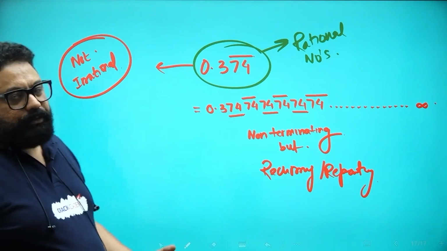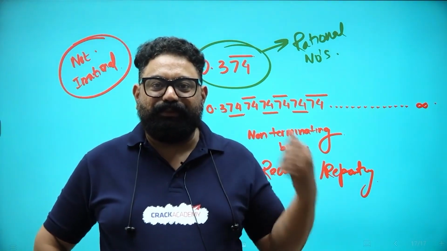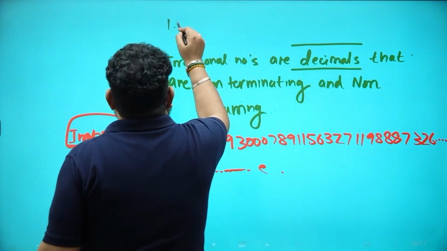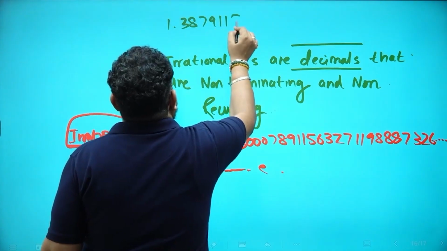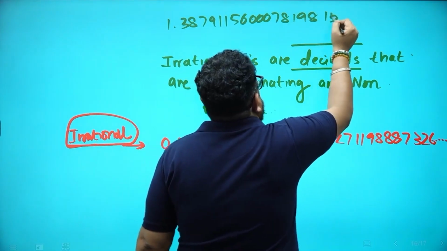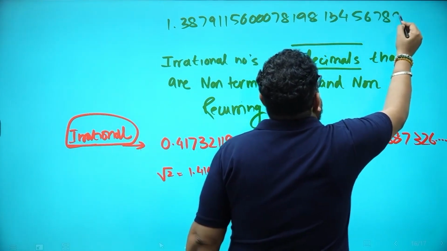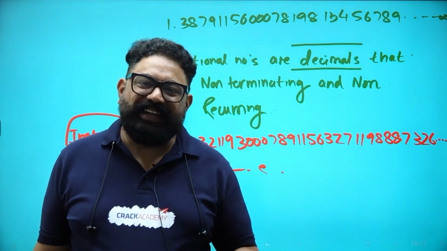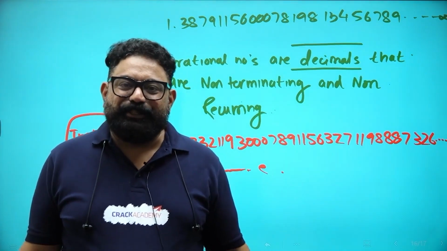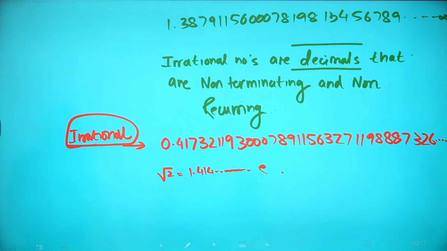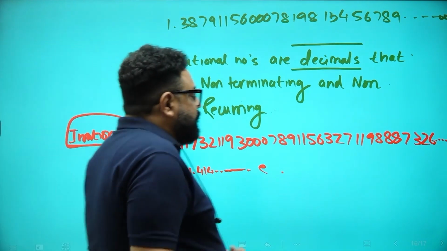So today you got to know what irrational numbers are, in terms of how you can write them. It's your own choice, write anything, like 1.3879115600078198134576 and it goes on like this, that is your irrational number. So you can write infinite numbers like that. So the set of irrational numbers is always infinite. So don't ignore irrational numbers. Understood? Now once we know irrational, we know rational.